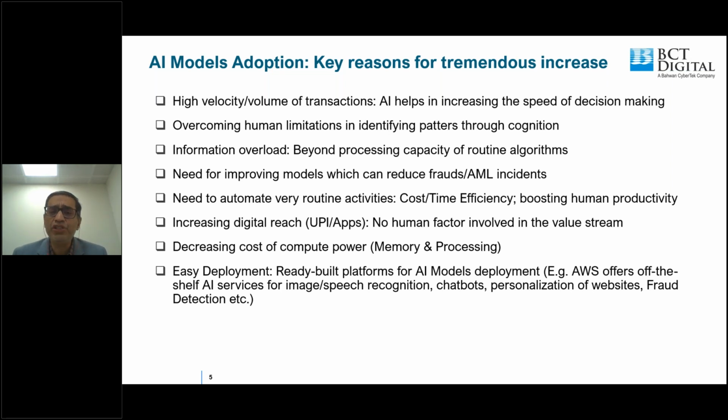And of course, lastly, ease of deployment. Nowadays, you don't need to be a data scientist to roll out a machine learning model or an AI model. You can just log into an AWS platform. There are a number of models out there for various purposes, right from image recognition to voice recognition, your chatbots and all those things. You just plug into it and you can start using it. So it has become quite easy to deploy AI models these days, which is another challenge that we are going to talk about. How do you manage these things? But in short, these are some of the reasons why there has been a tremendous increase in AI in the last 4-5 years or so.